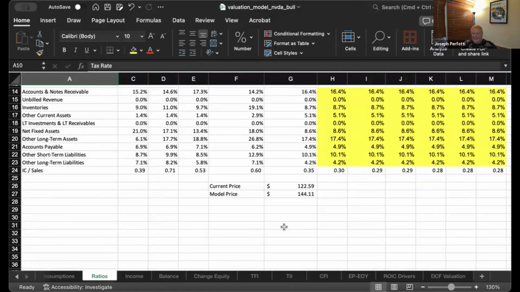Does anybody else want to add to the bull case or change anything about the bull? Can your bull case be lower than the current price as is? No. That would defy logic.